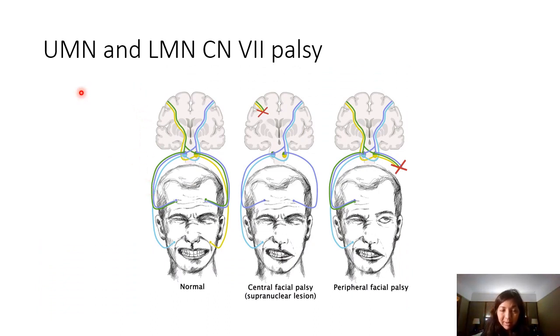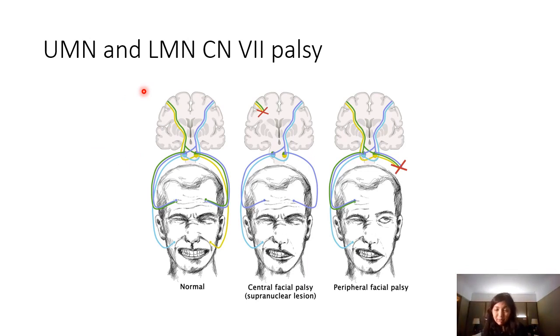Okay guys, so here is something that you're going to need to know, because in cranial nerve 7 it becomes really important to be able to differentiate between an upper and lower motor neuron palsy, because clinically it's very evident, because this is what you see. These are the muscles of facial expression.